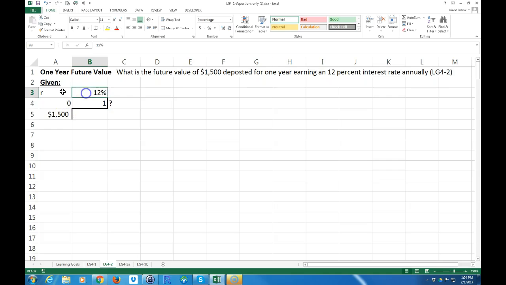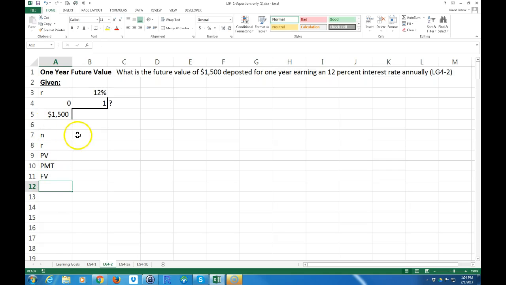Now make sure you type the percent, because otherwise Excel is going to think it's 12. If you type 12 with a percent, Excel thinks it's 0.12. And let's go ahead and put this in the way you might put it in a financial calculator. On financial calculators, you're going to have N, R, PV, PMT, and future value.